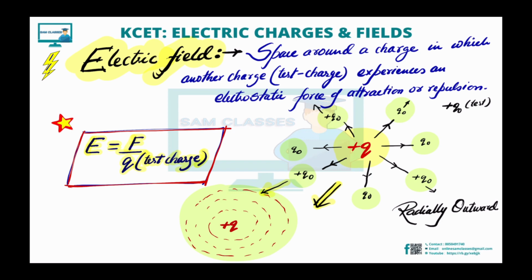Let's say you have put up a charge Q and you're bringing some test charge Q naught here. The moment you're bringing it closer, from whatever direction, suddenly you'll see that it starts getting repelled, because both are of like what?